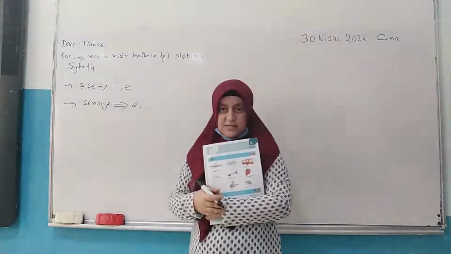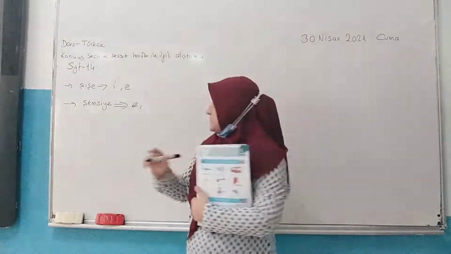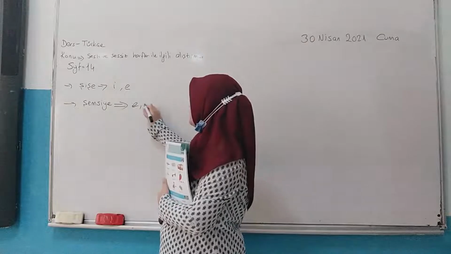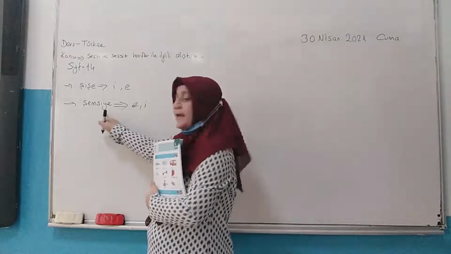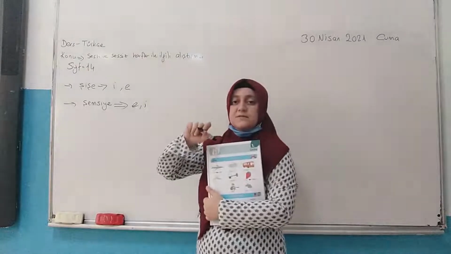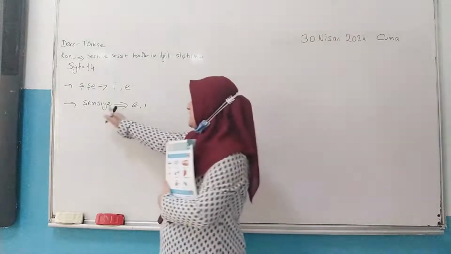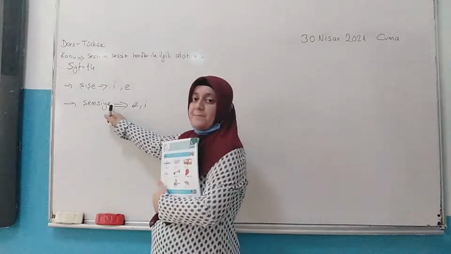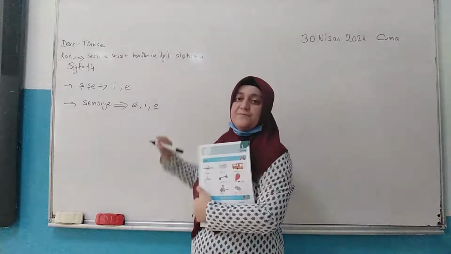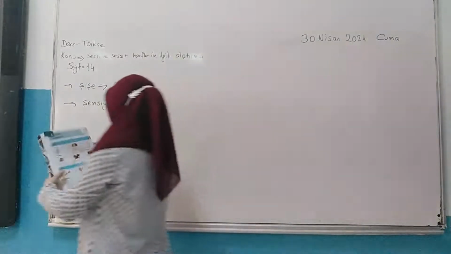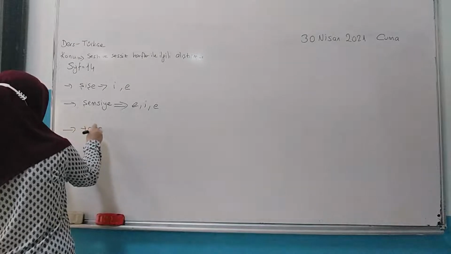M, sessiz harf. S, sessiz, consonant. E, vowel, sesli harf. Y, consonant, which is called in Turkish language sessiz harf. And the last one again, E. It is a vowel. Bu sesli harf. Okay?